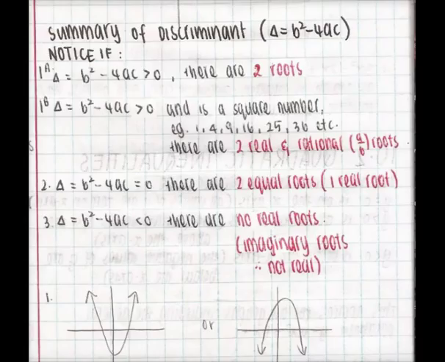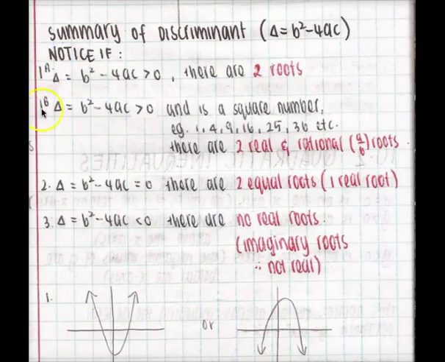Let's summarize all of these findings from the 4 examples. So, a summary of the discriminant, which is the triangle symbol, which equals b squared minus 4ac. Notice that if the discriminant is positive, then there are 2 roots.